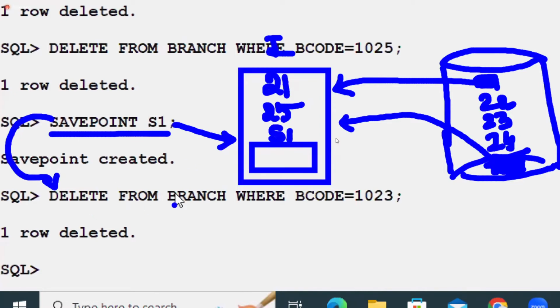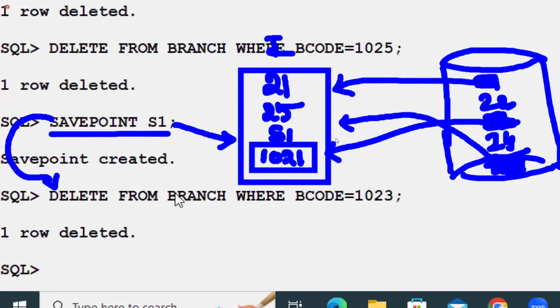That means now I deleted a record. Which record? 1023. So 1023 is deleted from the database, but it is not saved under the instance. It was saved under the S1 pointer memory location. But your S1 is also held under the instance only. There is no other location. So now 1023 is also successfully deleted.